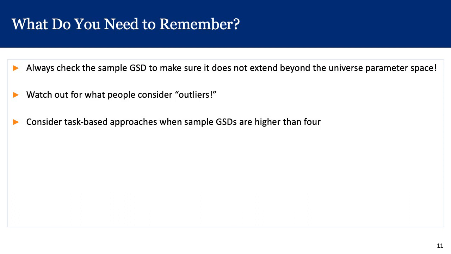If you remember, this is a lognormal distribution, which means that very high values are also likely to happen, although at lesser frequency or with lower probability. And so when we have GSDs that are greater than 4, then it might be better to consider task-based approaches.